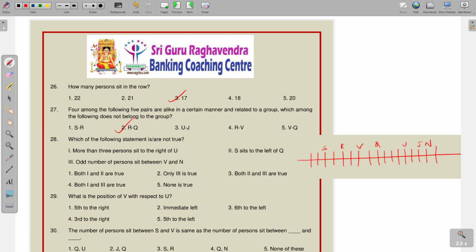Which of the following statements is not true? More than 3 persons sit to the right of U. So to the right of U there are 4 persons, so it is more than 3. This is not correct. So this one is not the answer.